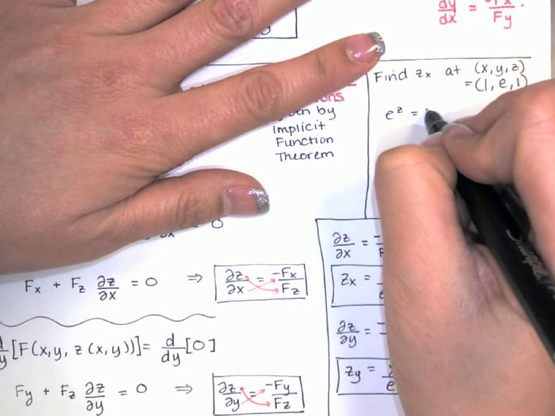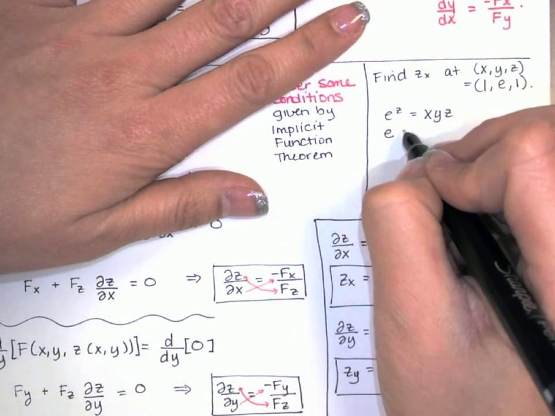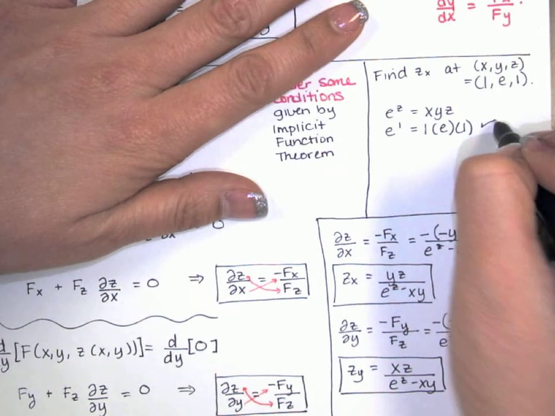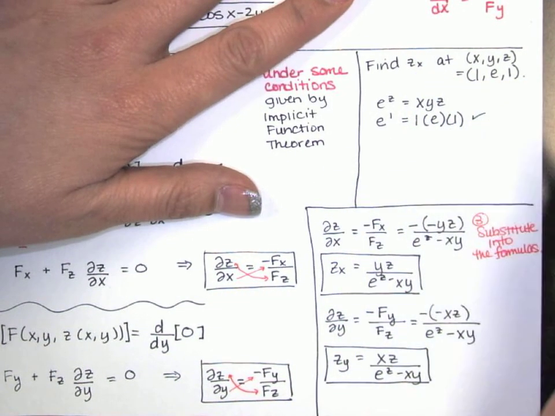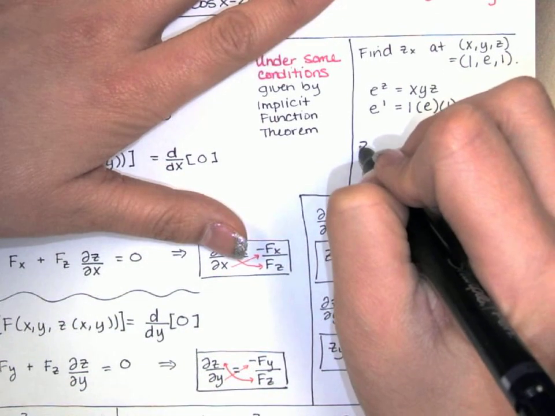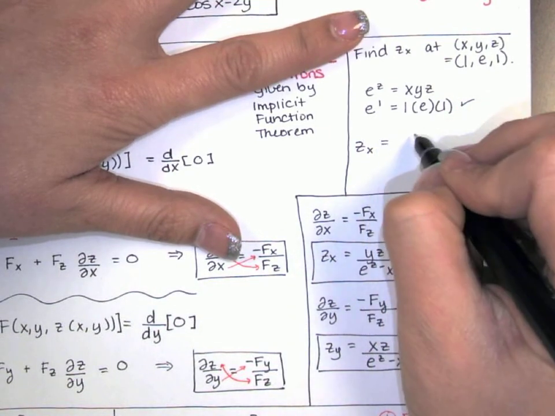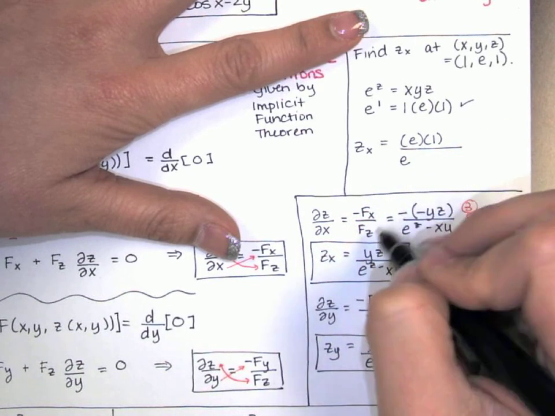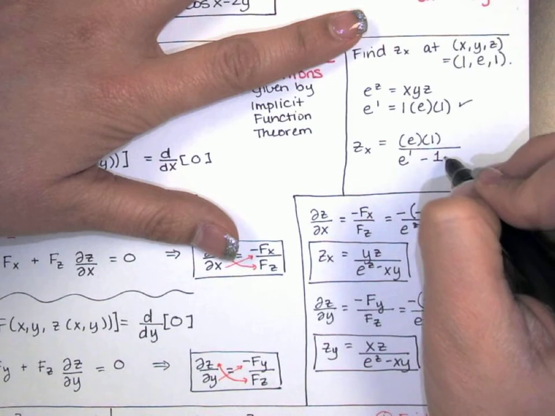We had e to the z equals xyz. At (1, e, 1), replace z with 1, replace x with 1 and y with e. Get e equals e, that checks out, so that's a point on the surface. Now if I want a slope in the x direction at that location, I just go to this formula here and plug in that point. So I'll evaluate the partial of z with respect to x at that location. y is replaced by e, z is replaced by 1. So I've got e to the z, which is 1, minus x times y.